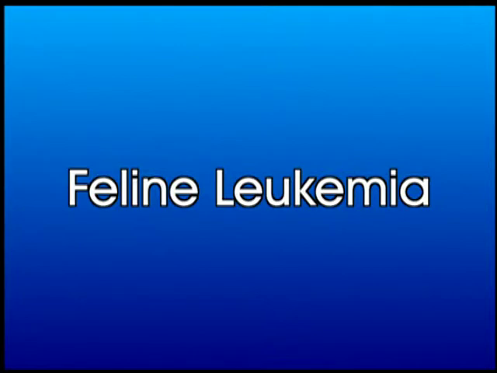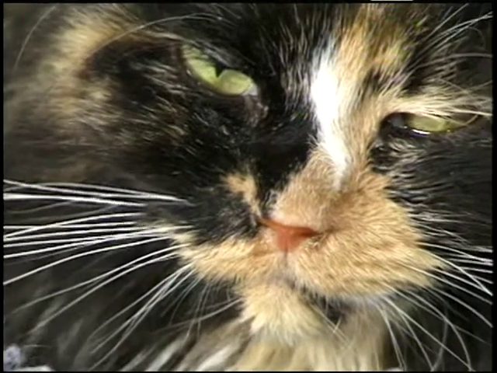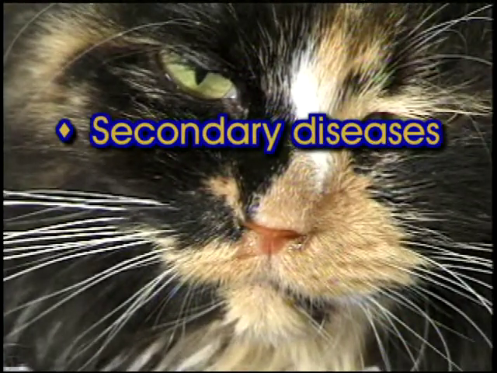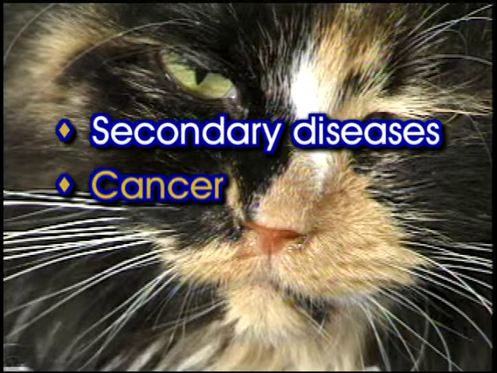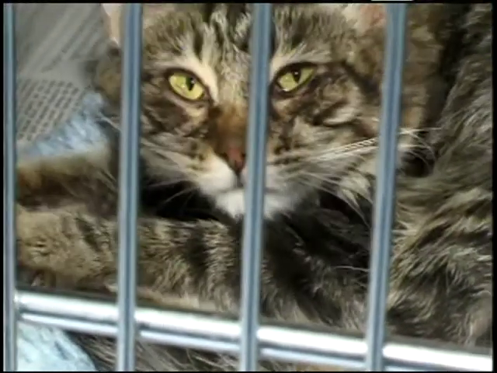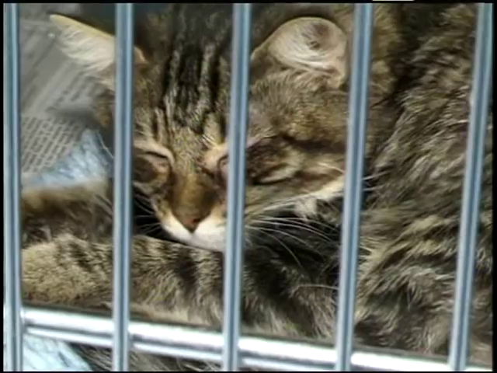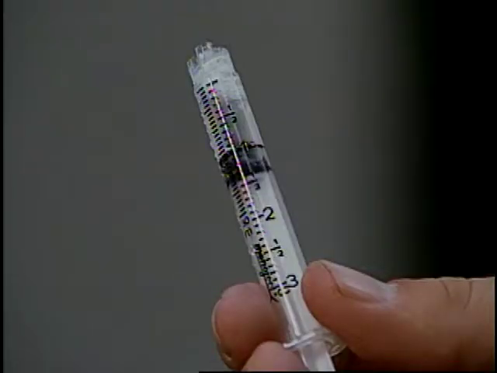Feline leukemia is a deadly disease caused by a virus that inhibits the immune system, creating the possibility of a number of secondary diseases and infections. It can also lead to various types of cancer. Either directly or indirectly, most cats that are infected with the feline leukemia virus will die from it. It is spread from one cat to the next by close facial contact, grooming each other, shared food bowls, and possibly fighting.